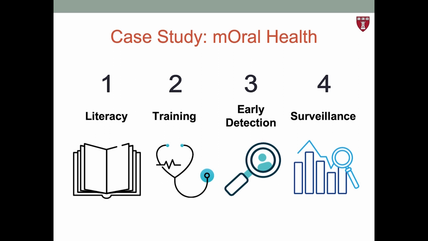Module 2, the training module, aims to train and raise awareness about oral health for general health professionals. Module 3, the early detection module, provides information on remote diagnostic tools to increase access. Module 4, the surveillance module, uses mobile technology to strengthen oral health surveillance systems and collection of epidemiological data, as well as monitoring of quality patient care and service delivery.